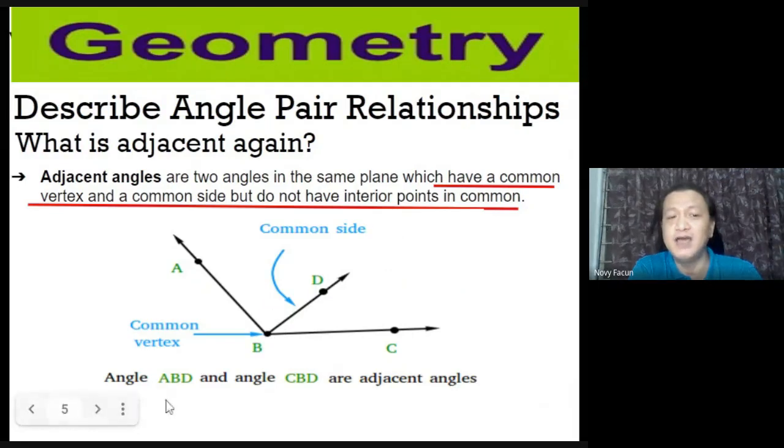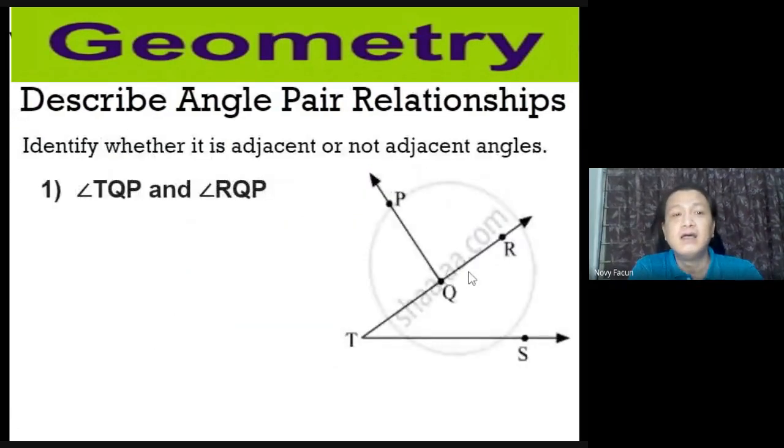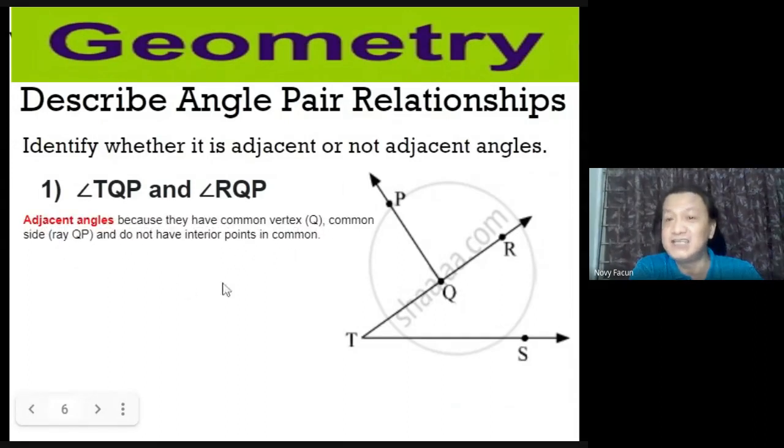So ito yung example natin, angle ABD and angle CBD are adjacent because it satisfies the definition na meron silang common side at common vertex, and do not have interior points. Take note of that. And you are going to determine whether the given is adjacent or not adjacent. So example, angle TQP and angle RQP, this is adjacent angles. So bakit kaya siya adjacent? Because they have common vertex, yun yung Q natin, no? Ito yung common vertex. And common sides. So the side, that is the ray QP, yun yung common nila, and do not have interior points. That's why they are called adjacent angles.